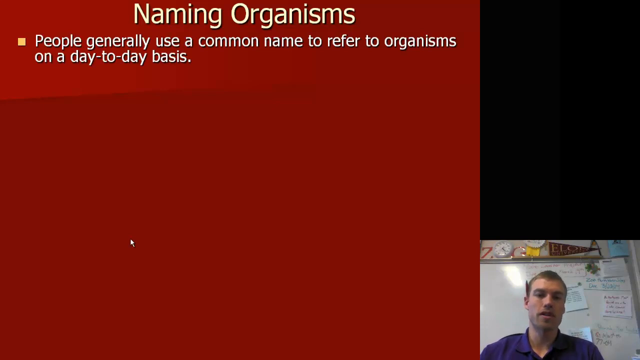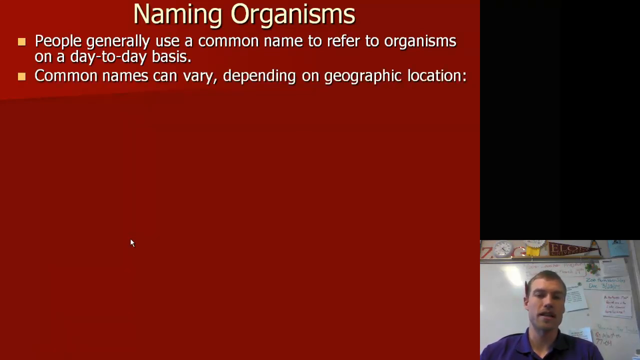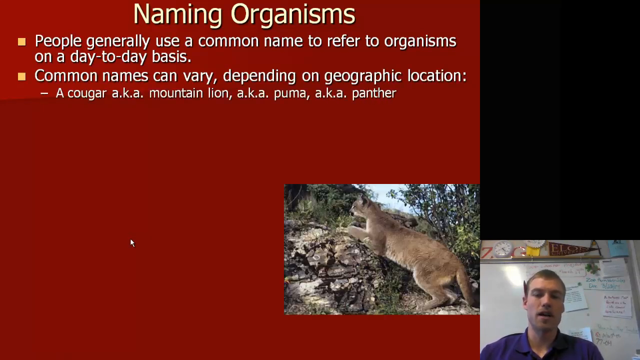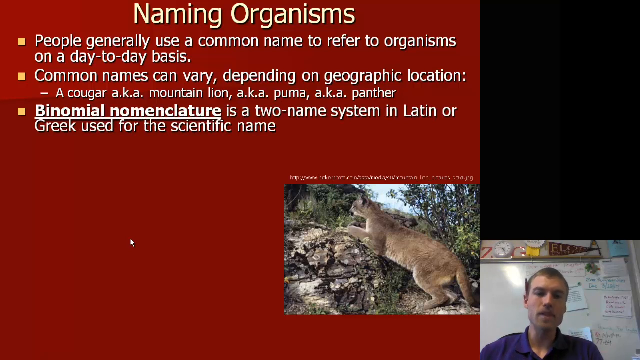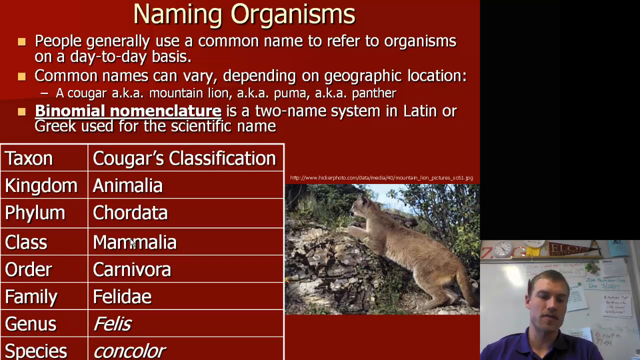So naming organisms, people refer to common things in day-to-day. Common names can depend on the location. So cougars, mountain lions, pumas, and panthers are actually all the same. And binomial nomenclature, again, is that two-name system. It is usually Latin or Greek that is used for the scientific names. So that's why you have Animalia, Chordata, Mammalia, Carnivora, Felidae, Felis, and then concolor, that would be the cougar's name. And again, you notice that it is italicized.